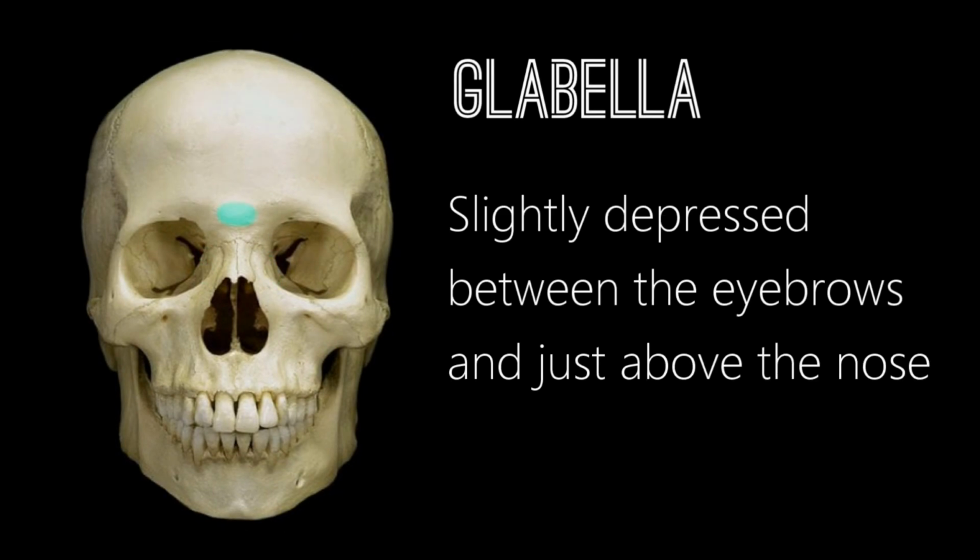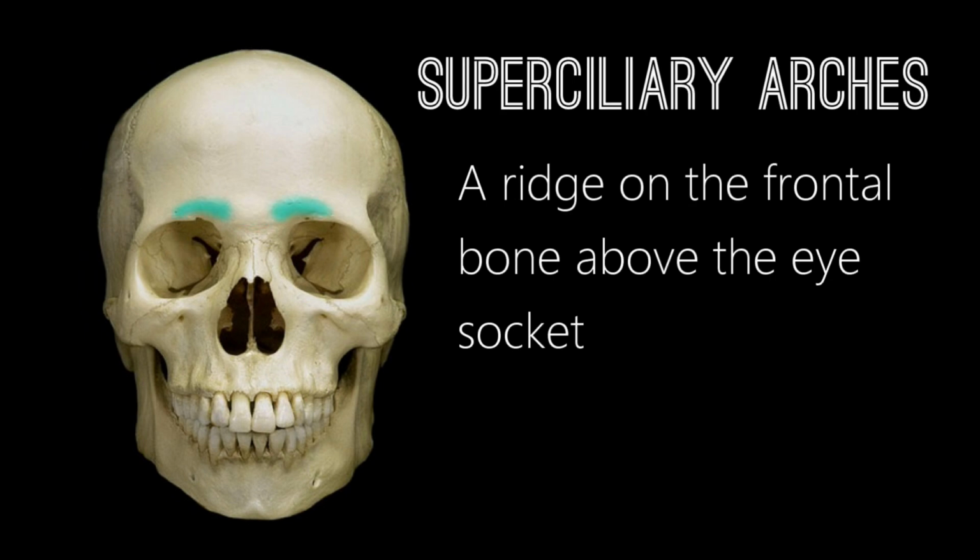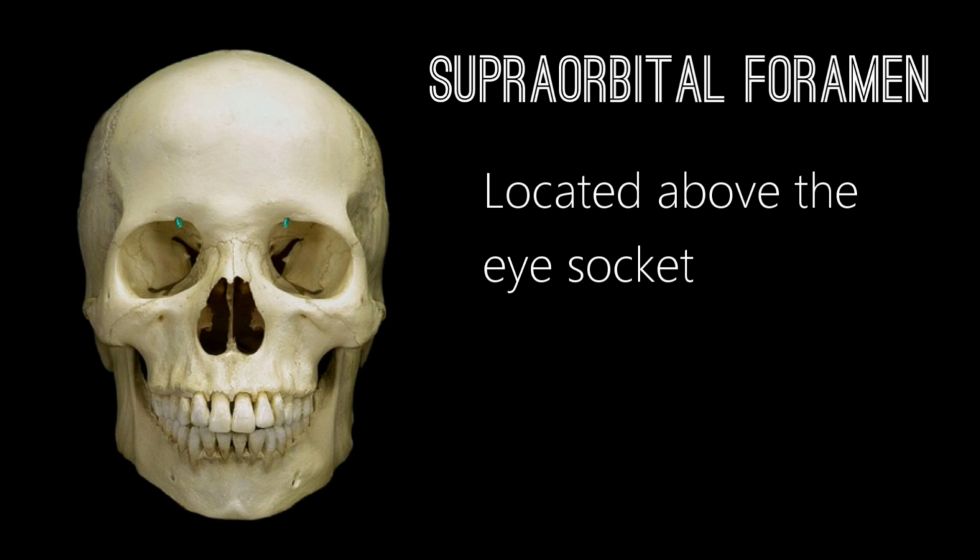Glabella: slightly depressed area between the eyebrows and just above the nose. Superciliary arches: a ridge on the frontal bone above the eye socket. Supraorbital foramen: located above the eye socket.